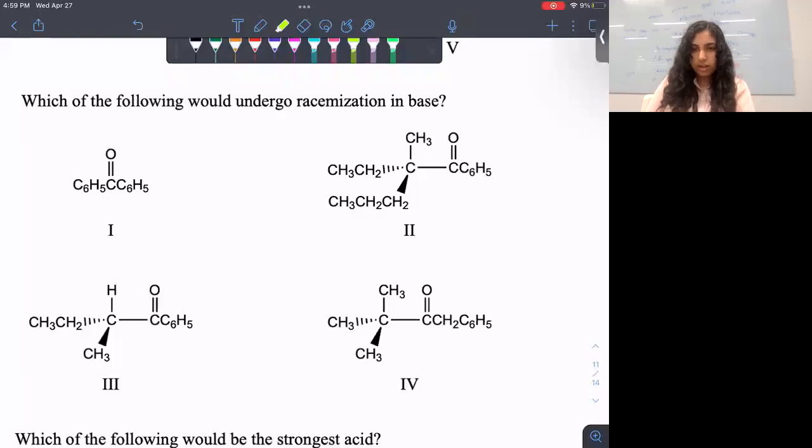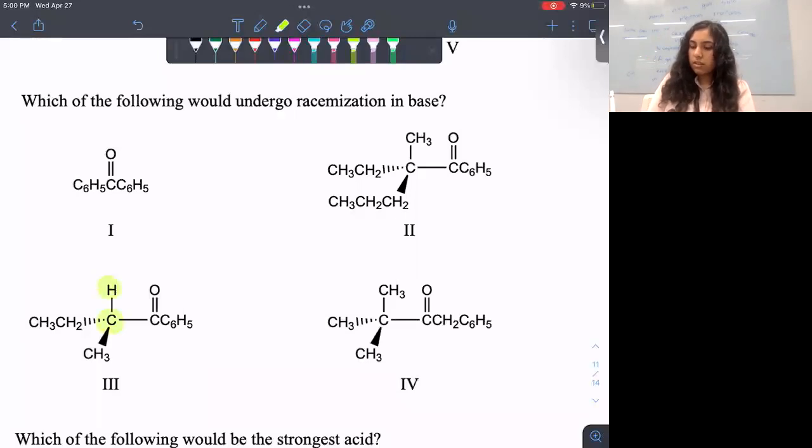And Tiffany is right. It is option 3. So remember, the criteria for racemization is to have a chiral center on the alpha carbon and to also have an alpha hydrogen available at that carbon. So molecule 3 is the only one that has the chiral alpha carbon, and it also has the free hydrogen.